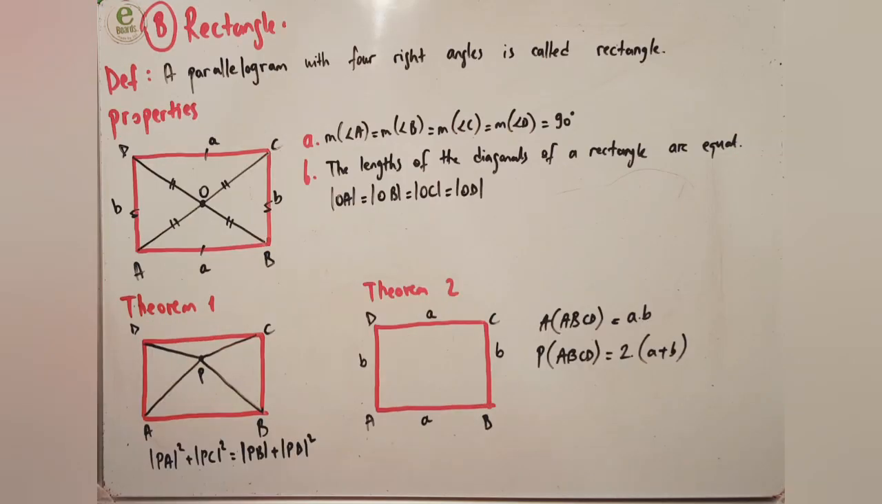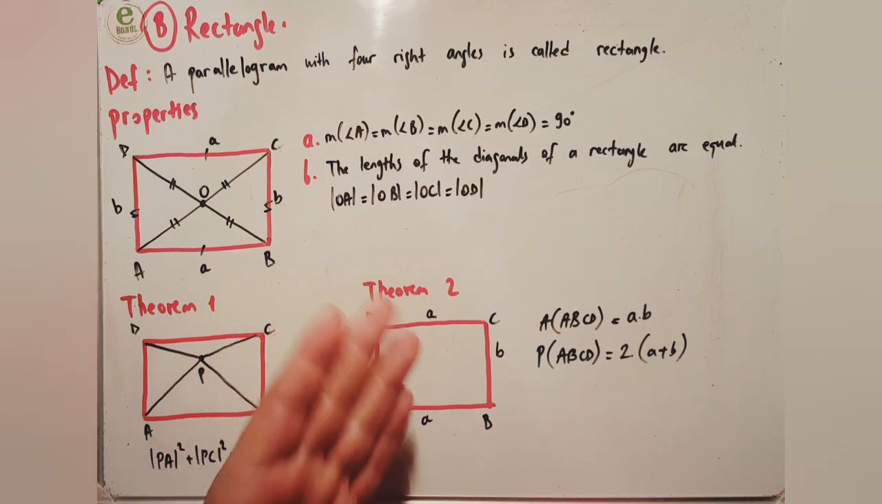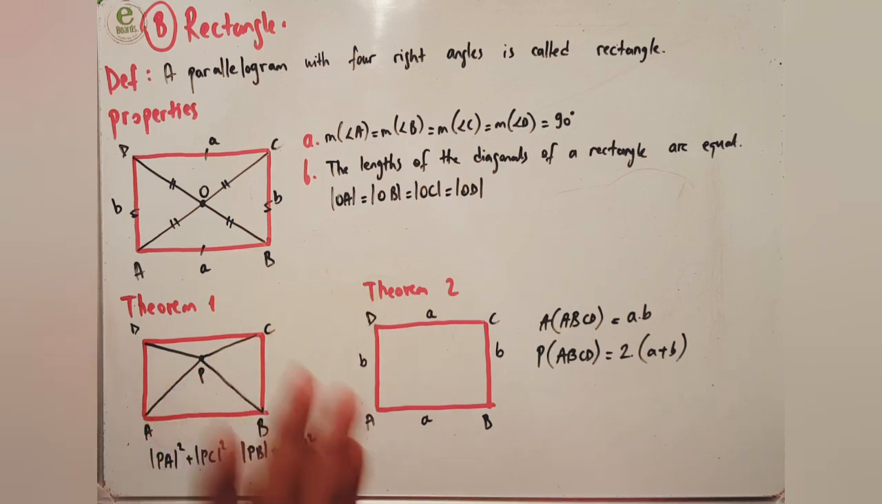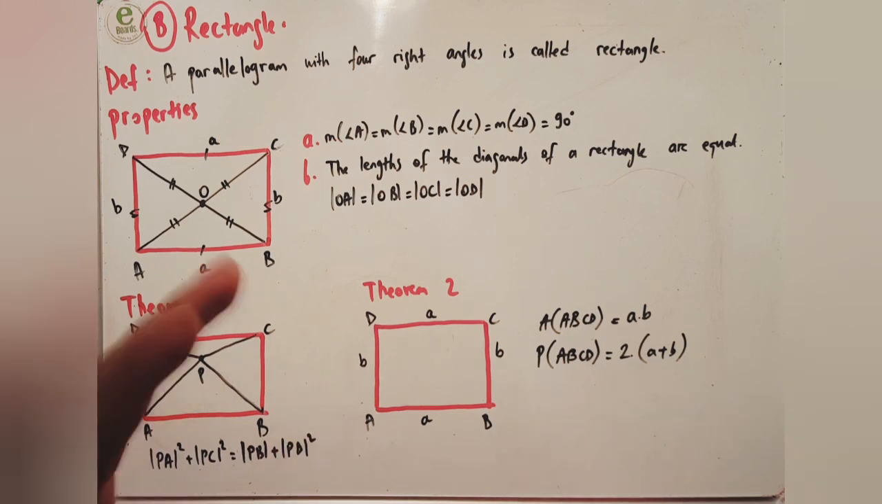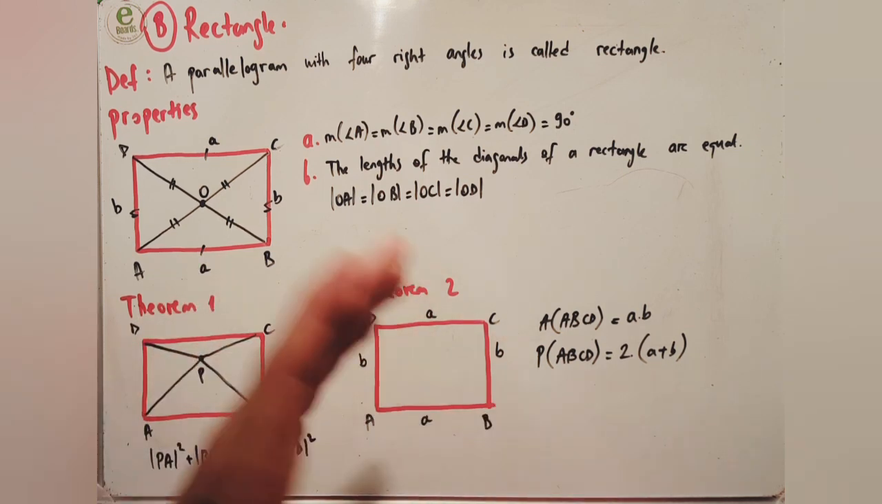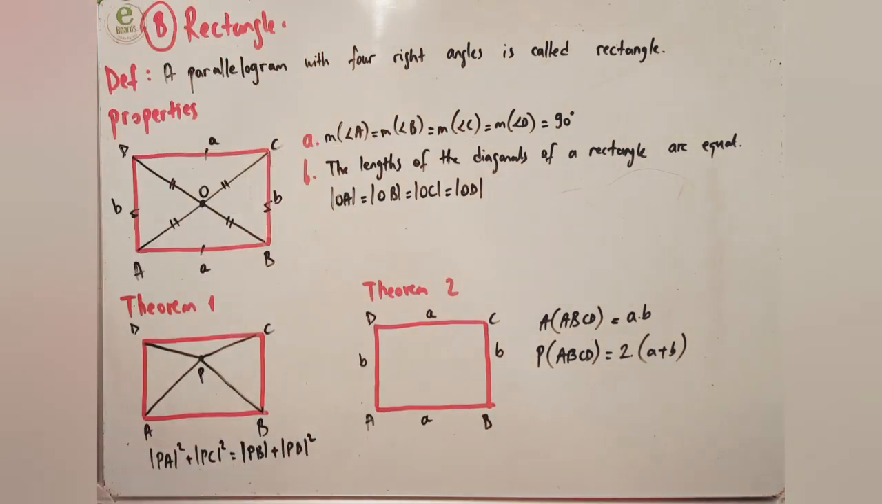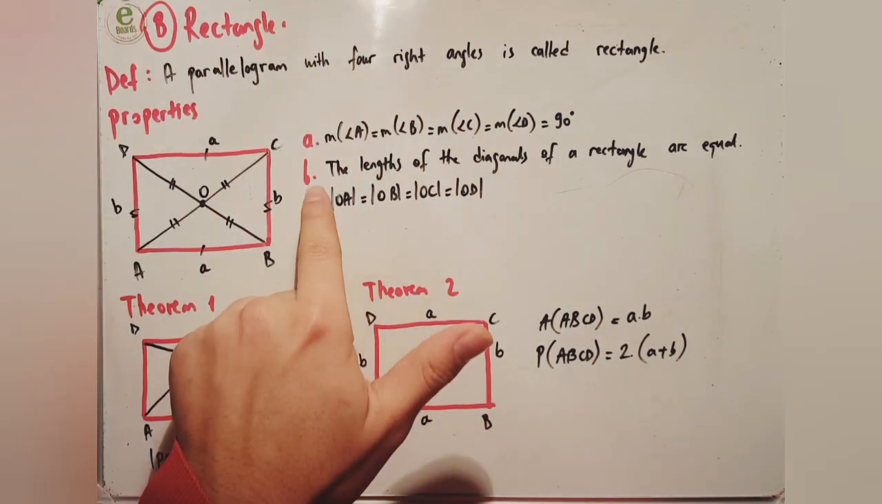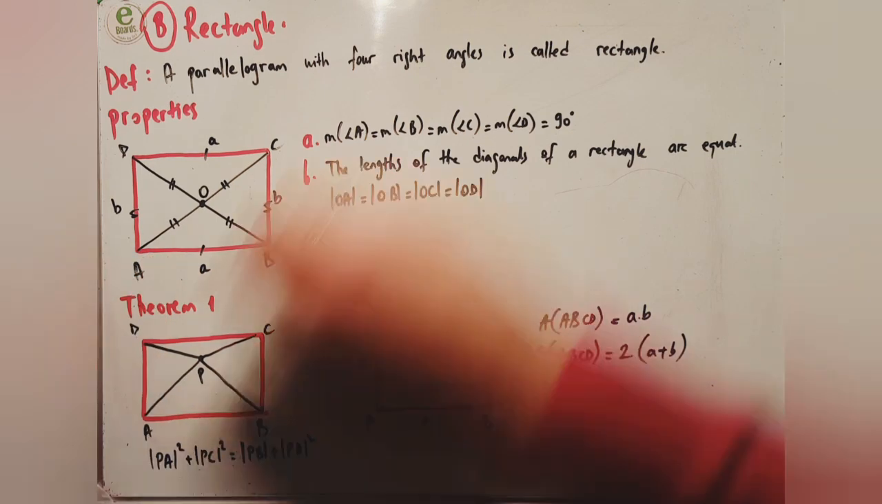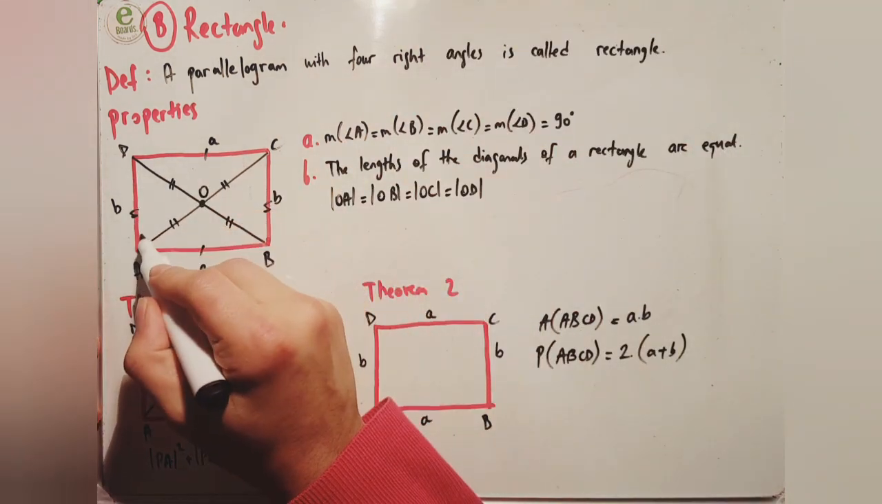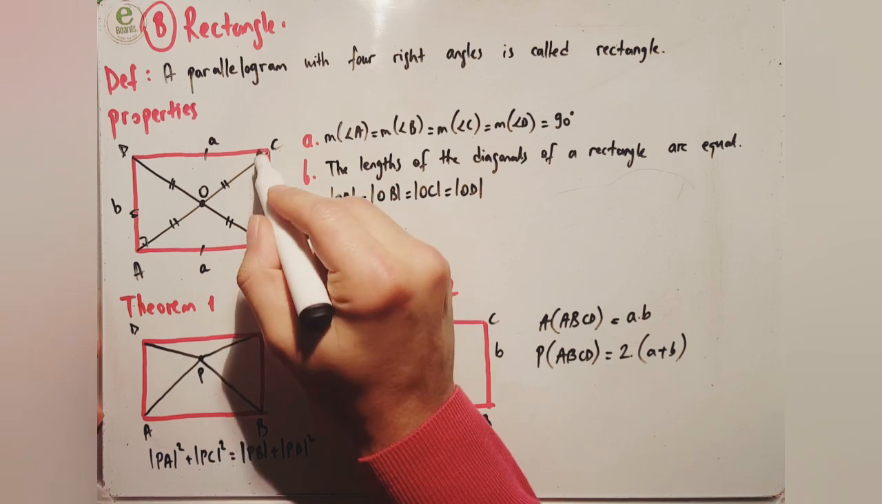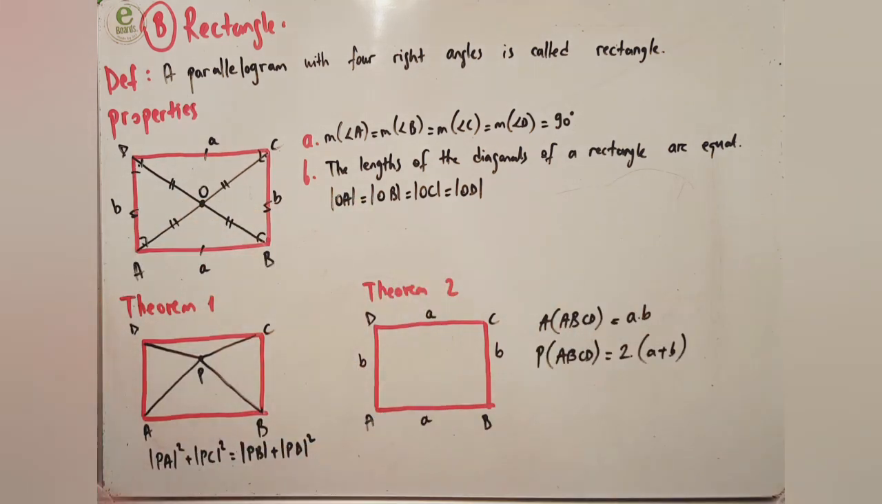And here the second member of quadrilaterals is the rectangle. We can finish it with a definition, a property and 2 theorems. Okay, for the definition, a parallelogram with 4 right angles is called a rectangle. So we can look at the property directly because it's related to the definition. It says the measure of angle A, the measure of angle B, C and D are right angles, which means 90 degrees.